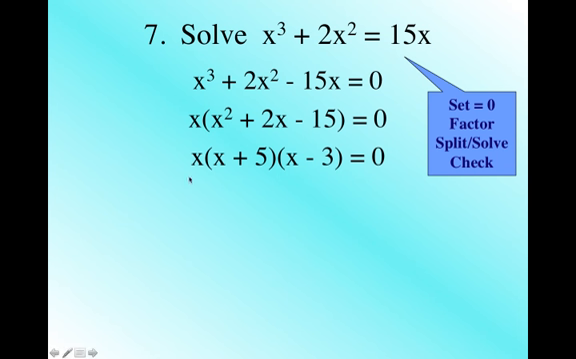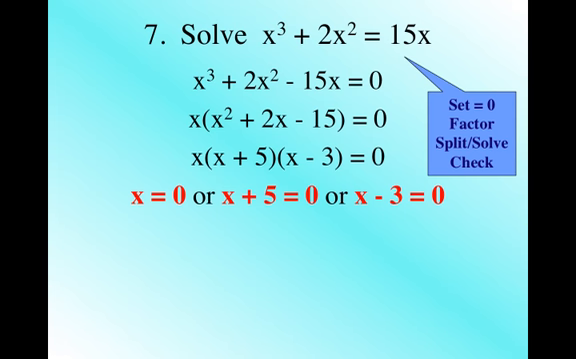But what I want you to recognize right here is that we now have 3 terms. So we are going to set 3 different equations equal to 0 because there are 3 possible numbers that x could be. x could be equal to 0, that comes from my GCF. x plus 5 could be equal to 0, or x minus 3 could be equal to 0. If you solve each one of those equations, you end up with the possibilities of 0, negative 5, or 3 as possible answers.